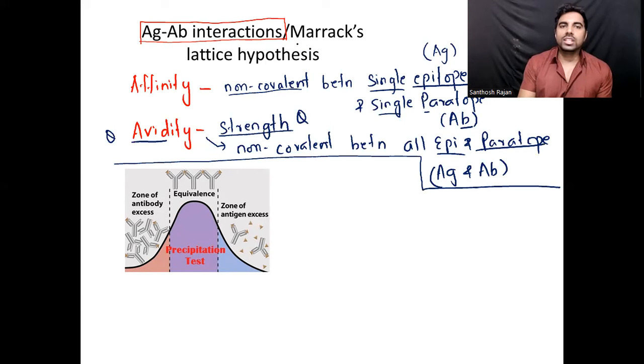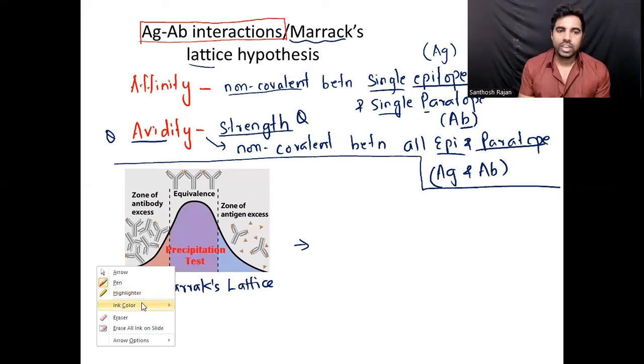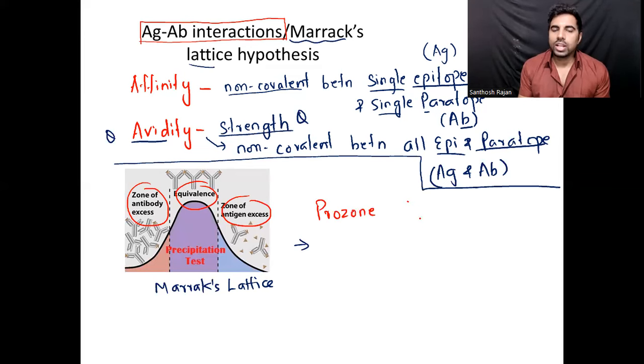Now, what about the Marrack lattice hypothesis? It's very important. A question is always asked. This is the Marrack lattice hypothesis, okay? Here we're talking about three important zones. If you remember, we have three zones: the zone of antibody excess, equivalence, and antigen excess. So we call them the prozone phenomenon, the zone of equivalence, and then the postzone, okay? Prozone and postzone, okay?